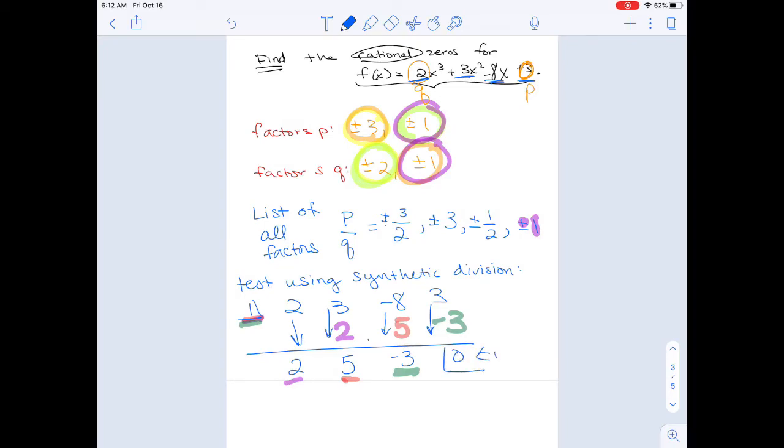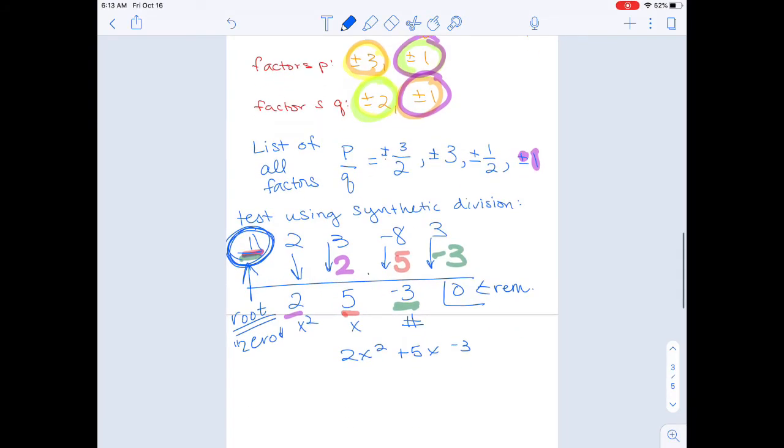Now, check this out. We just got a remainder of 0. And if there's a remainder of 0, that tells me that 1 is a root or a factor or a 0. Okay? So we know for sure that 1 is a factor. Now, here's the deal. Now that we've found one of them, what's left over here is our leftover polynomial. This is our constant term, x term, and x squared term. So we're really left with 2x squared plus 5x minus 3.